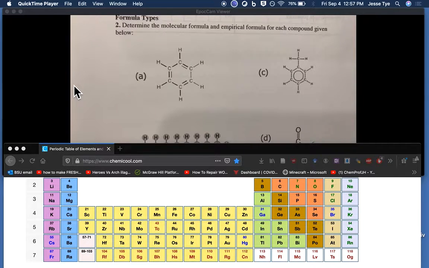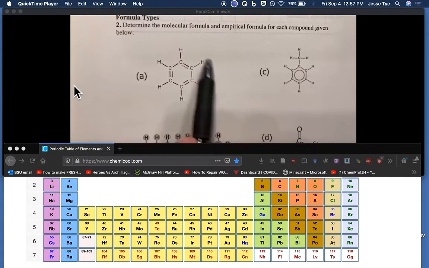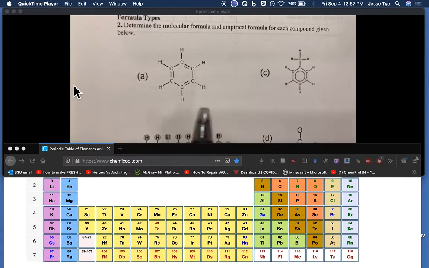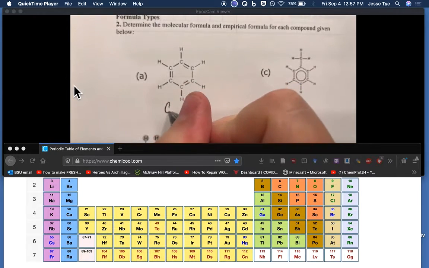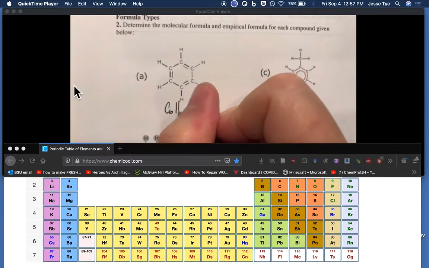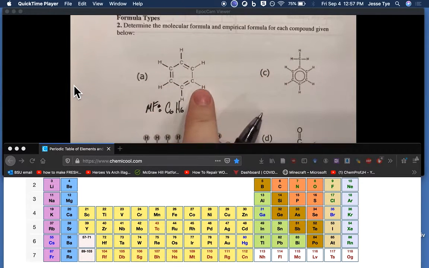Problem number two here. My warning always, right off the bat, is to not make this any more complicated than it needs to be. To get the molecular formula when you're given one of these structural formulas is simply to count up the number of each type of atom. So 1, 2, 3, 4, 5, 6: there's 6 carbons and there's 6 hydrogens. That's the molecular formula. So I just look at the formula, count up the number of carbons, count up the number of hydrogens.